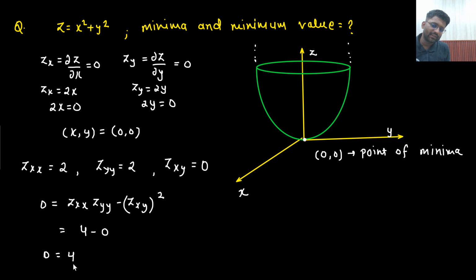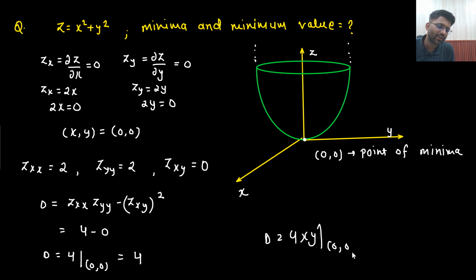Now in the expression of d, I need to put the value of x equals to 0, y equals to 0, but it is constant only, no? So value will be 4 only. Basically, let's just say, what if d came out to be 4xy? Then I will put x equals to 0 and y equals to 0, and the value of d will come out to be 0. But it is a constant value. You are putting the point 0 comma 0, but actually it will be 4 only, right? So what is d? D is 4, which is greater than 0.